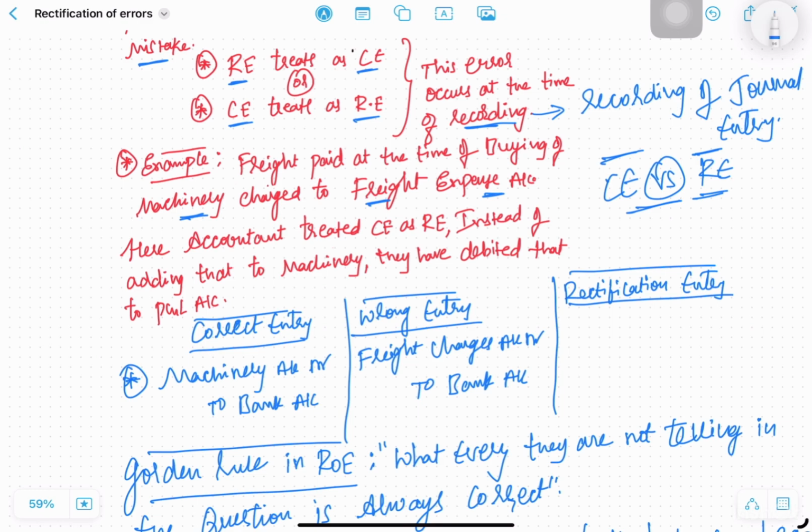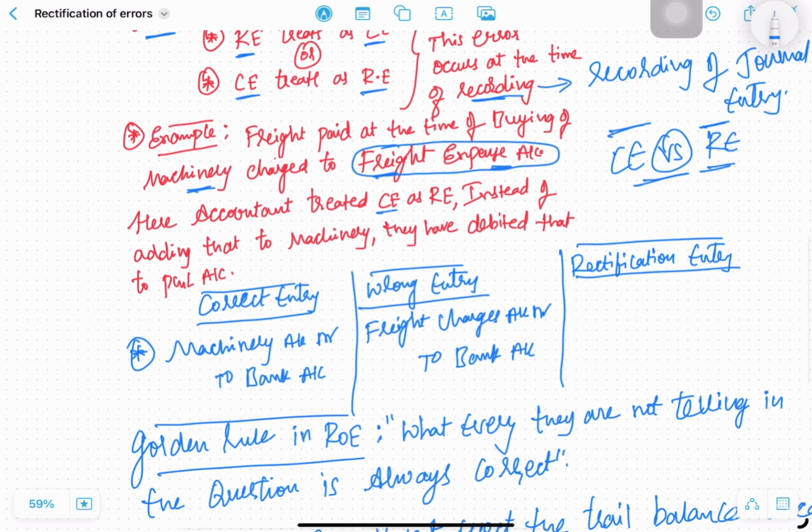Now look at this. Freight paid at the time of buying of machinery, generally you have to capitalize that expense, add it to the asset. Now what have they done in this example? They have charged it to freight expense account. Instead of adding that to the asset, they have treated that as expenditure. That means here the accountant treated capital expenditure as revenue expenditure.